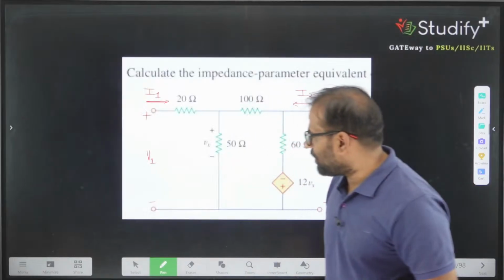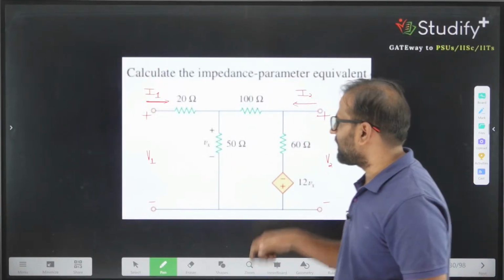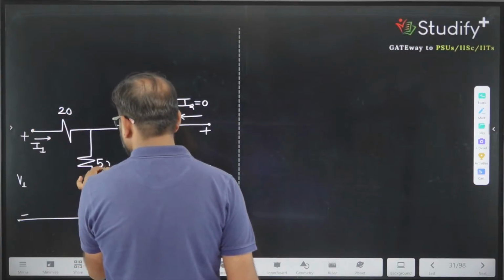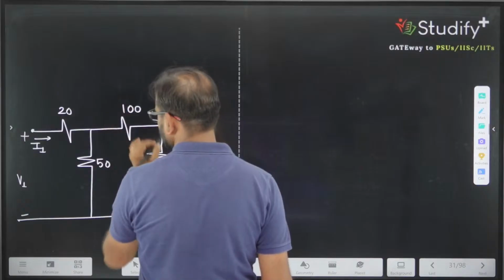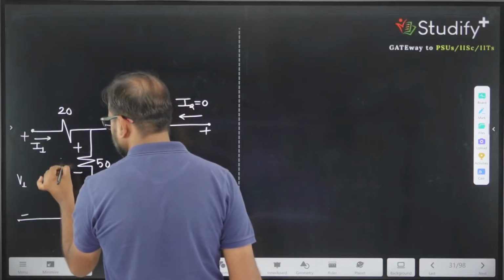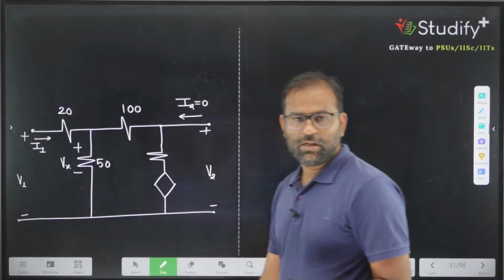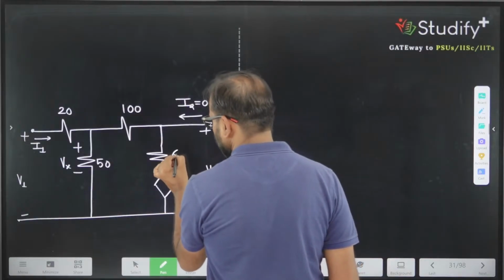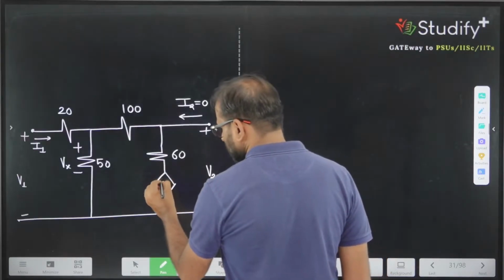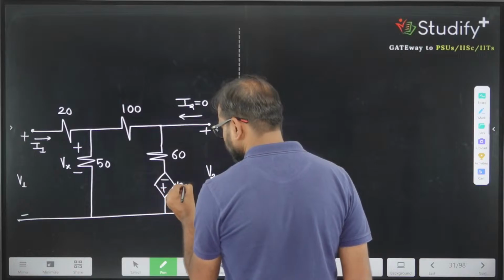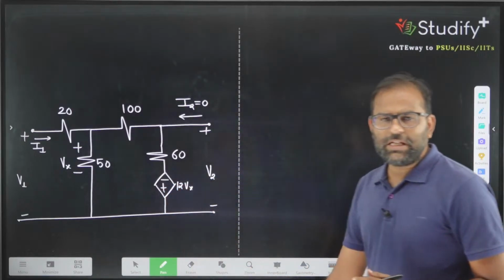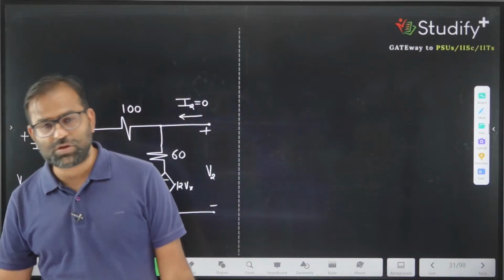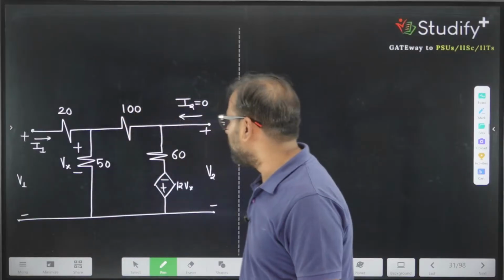Correct? What are the values of resistances? 20, 50, 100. So this will be 20, this will be 50, this will be 100, and this potential drop is Vx. This is a question based on the dependent source Vx, and the next resistance is 60 ohm. This value is 60, and this is minus plus 12. So we are interested in everything, but one variable in the question is an undesired variable. So how to deal with that variable?